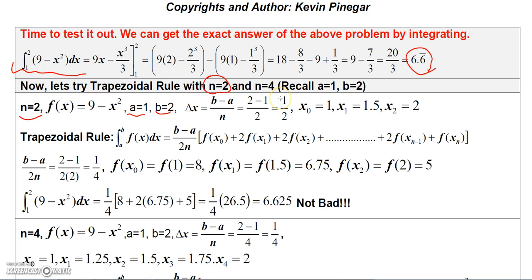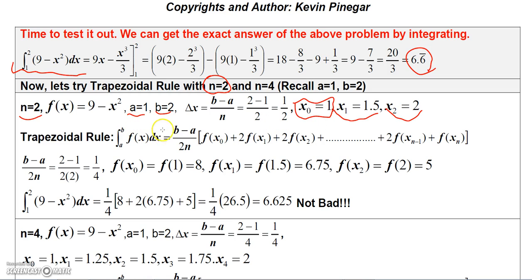Now I need that because I'm going to start at the a value, which is 1, and then I need my delta x so that I can know where the next value would be in the subintervals. So the next value would be 1 plus 1/2, which is 1.5. And then the next point would be 1.5 plus 1/2, which is 2, and that's my right endpoint. So I basically only have 3 values, x0, x1, and x2.